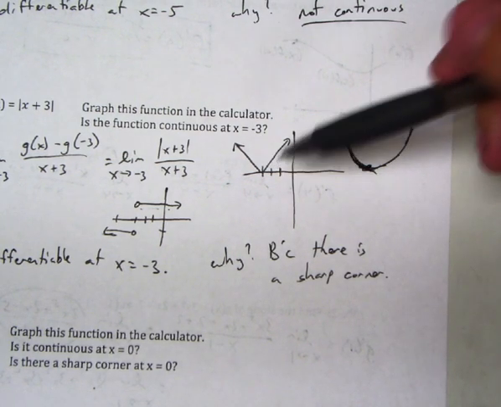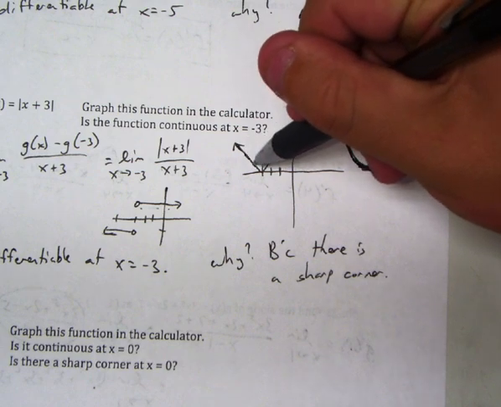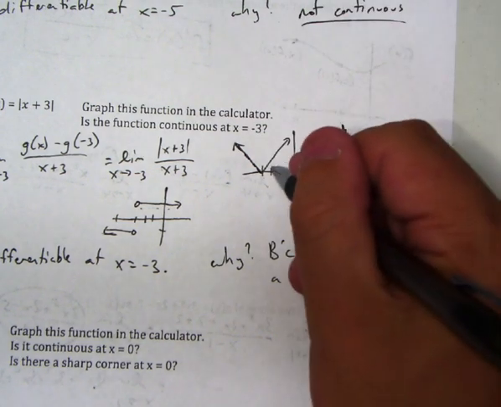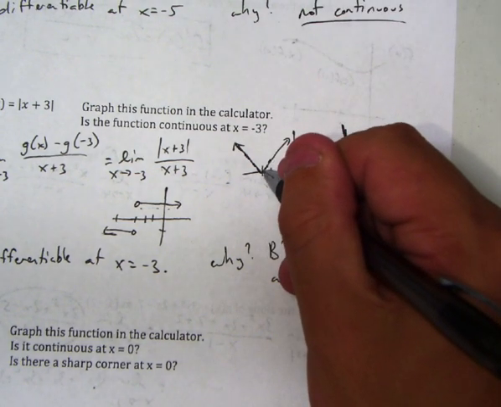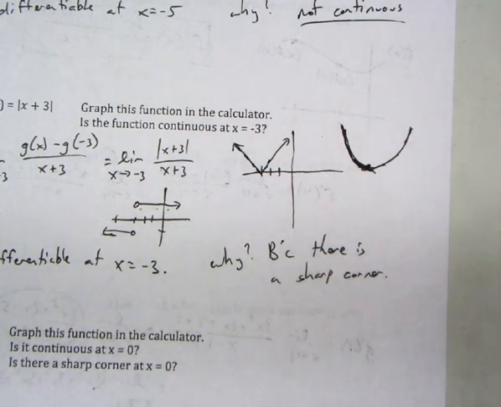With a sharp turn though, if I draw my line here, and here, and here, and here, it never changes direction. The slope is approaching whatever this value is, and then from the right, it's approaching a different value. So that's why at that sharp turn, we just say the function is not differentiable there.